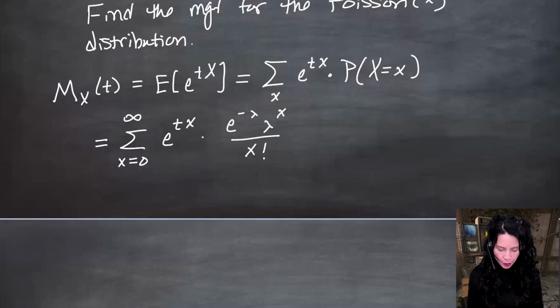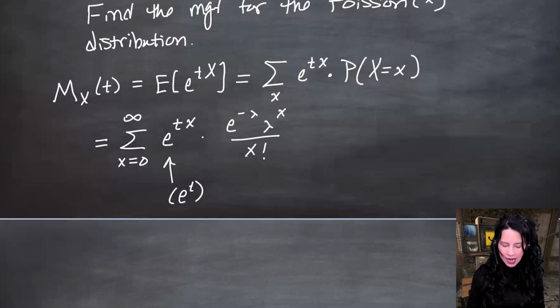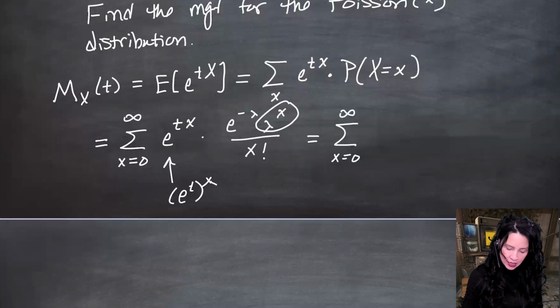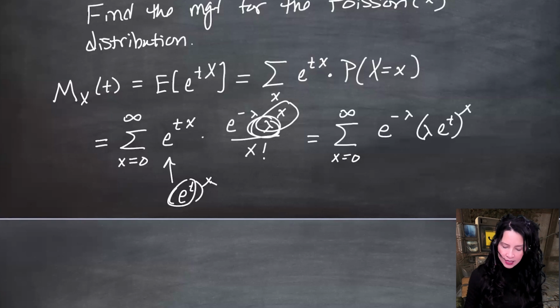Yeah, so let's add this up. We can sum without summing here. I think the first thing I'm going to do is say that this e to the tx is really e to the t to the x. So I've got something to a power of x, and I've got something to the power of x over here. I'm going to rewrite this whole thing as the sum as x goes from 0 to infinity of e to the negative lambda, and then lambda e to the t all to the x over x factorial.